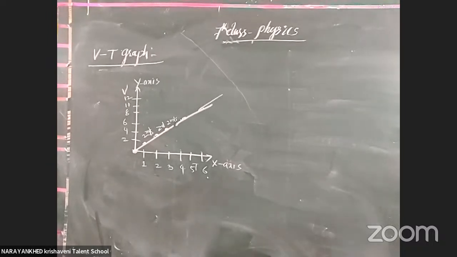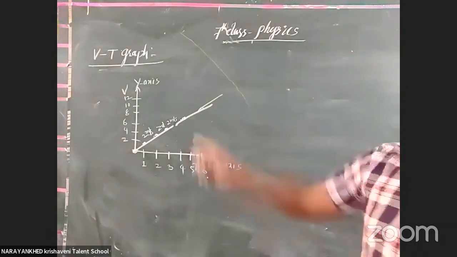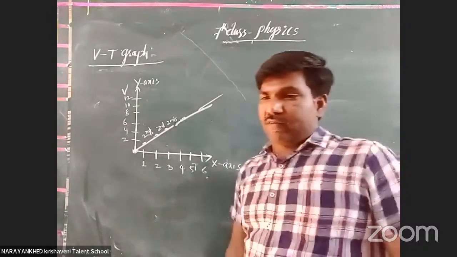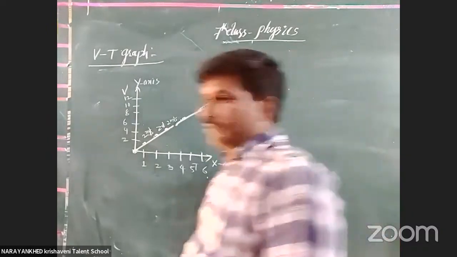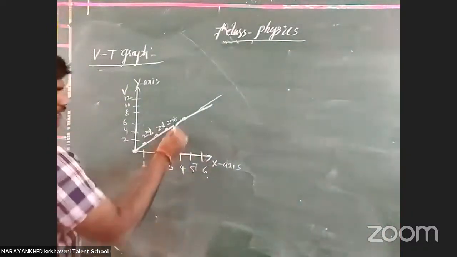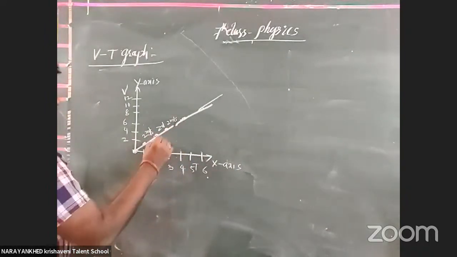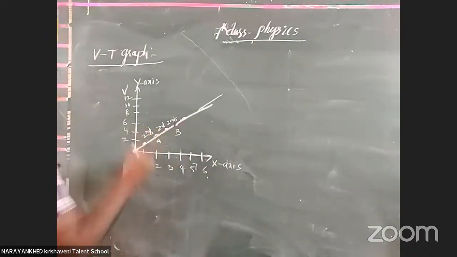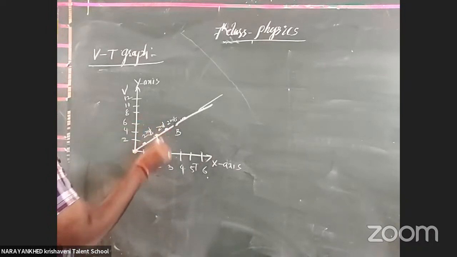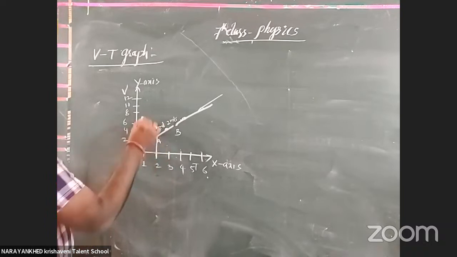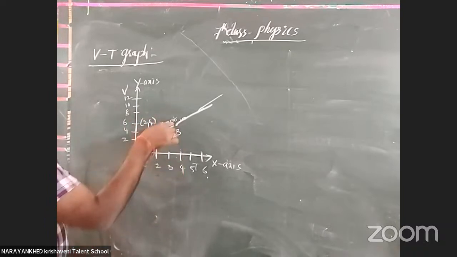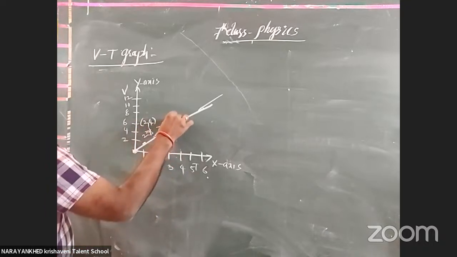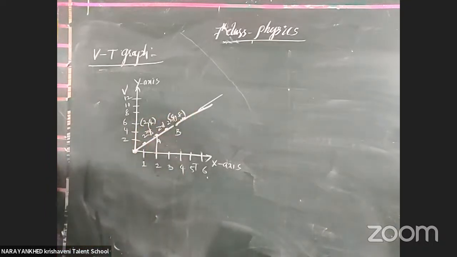Uniform velocity. And from this particular curve, the slope of the curve gives the information about the acceleration. How is the acceleration given? Here I take a point A, and here I take a point B. At A, at the second second, it contains a velocity of 4 meters per second. At B, at the fourth second, it contains a velocity of 8 meters per second.